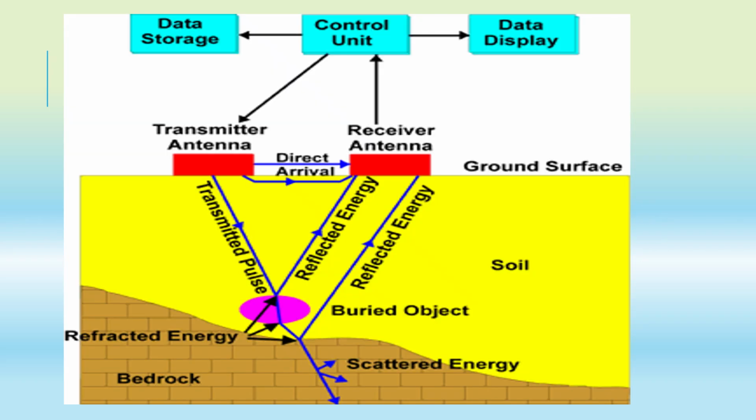As I said before, this is the pictograph of GPR. We have a control unit. It has a receiver and transmitter antenna. It transmits the signal as short pulses, and then the reflected energy is received through the receiver antenna, and then the data is stored, and some data is displayed. So this is how it works.